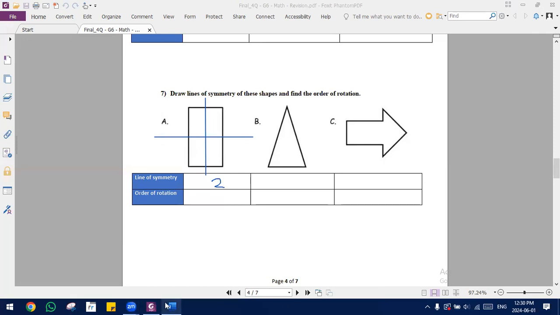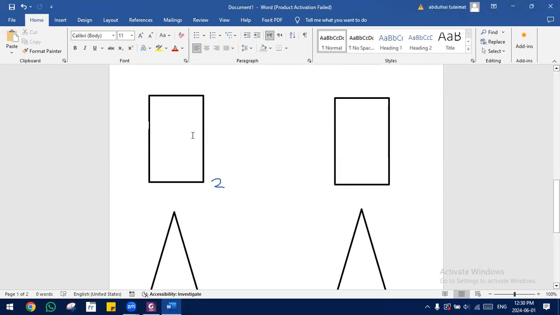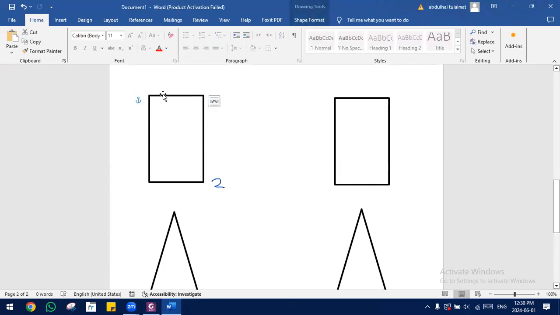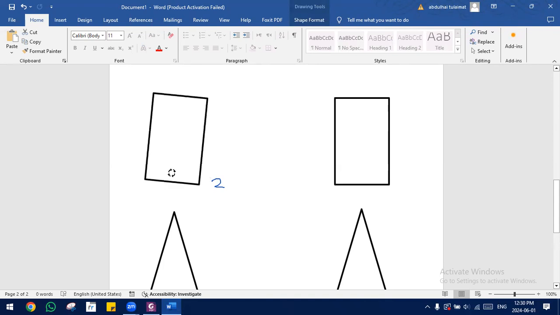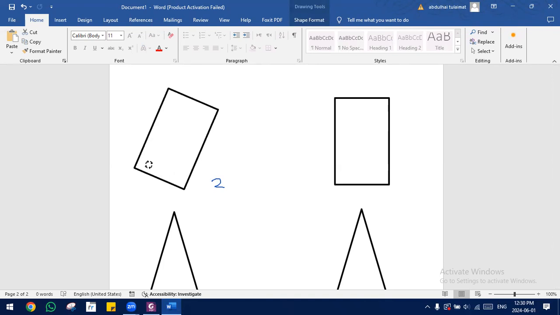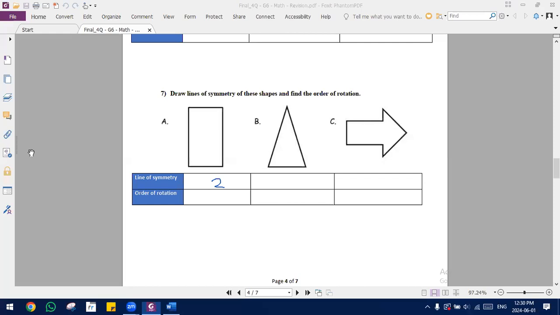Now what about order of rotation? Let me go to Word and rotate. So this is a rectangle, and this is the original shape. Let me do a rotation. First rotation, is it similar? No. Second rotation, is it similar? Yes. 1. No. When it goes back, it's 2. So order of rotation for the rectangle is 2. Does it have to always be the same number? No, it doesn't have to.